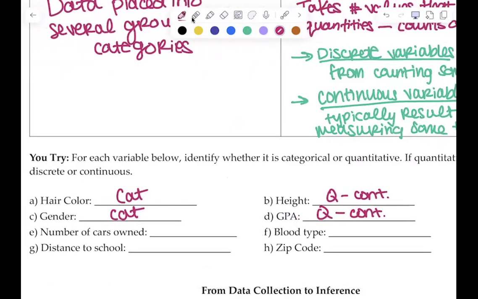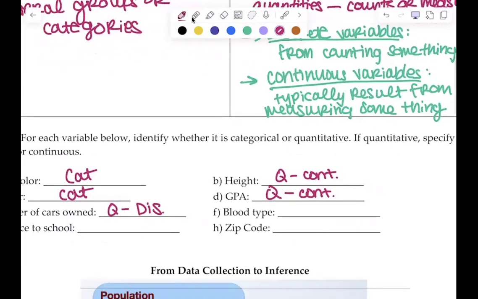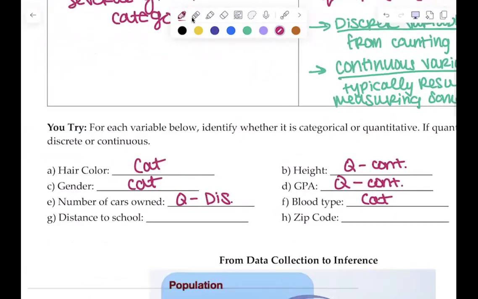Number of cars owned, again, more numerical values here, so quantitative. This is going to be discrete. Blood type. There's only a certain number to choose from, right? This is going to be categorical. Distance that you travel to school, again, numerical. That's quantitative, but you're measuring this. So this is going to be continuous.